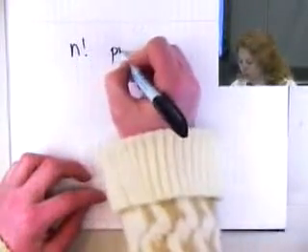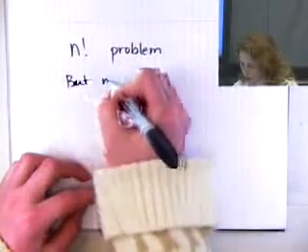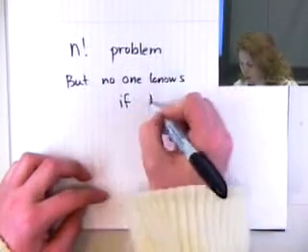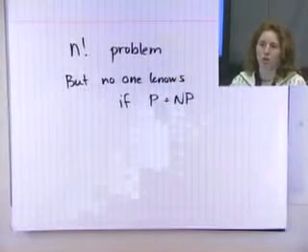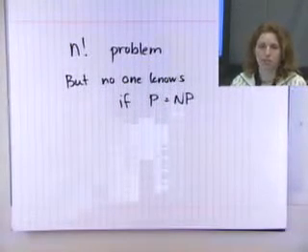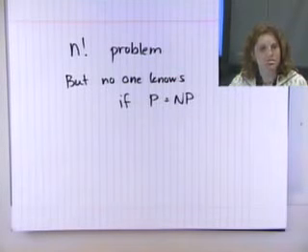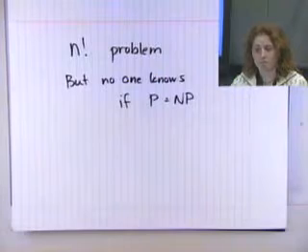So that's a non-polynomial time algorithm. That's an n factorial problem. But let me just tell you, no one knows if P equals NP. We just might not be smart enough to figure out that problem in a polynomial amount of time. There might be somebody who could do it. So we haven't proved that yet.